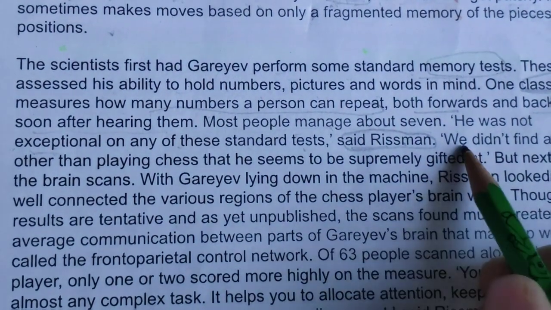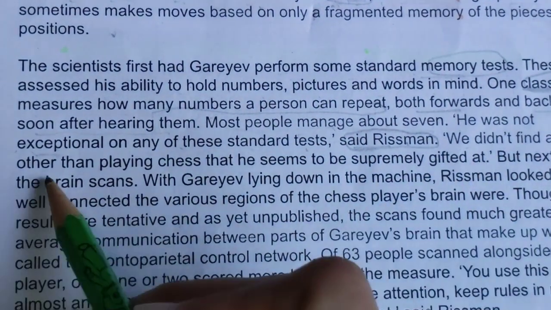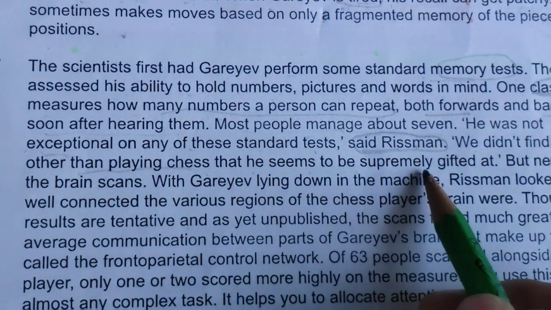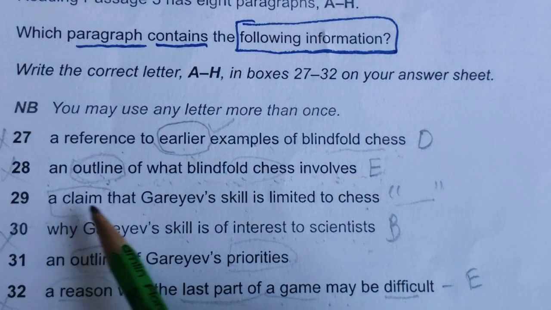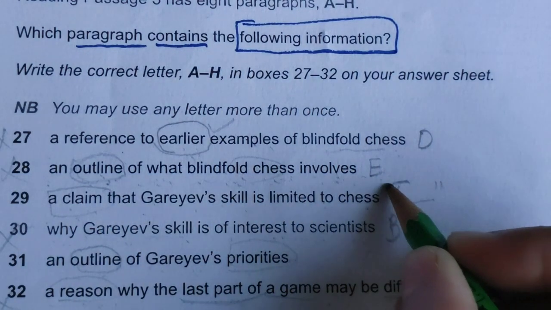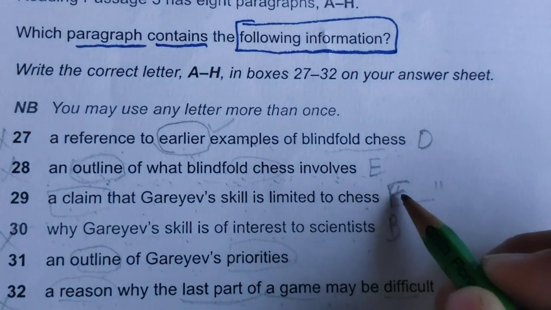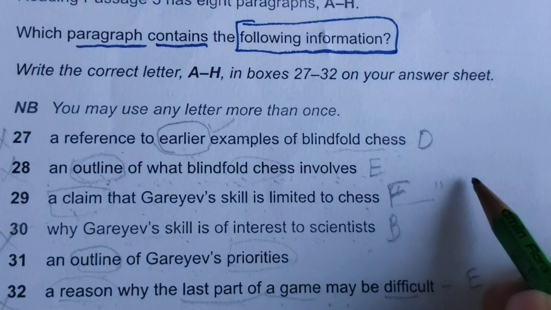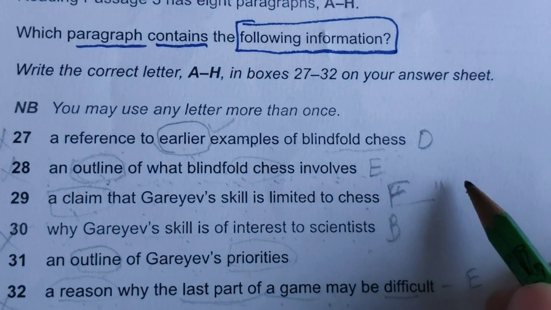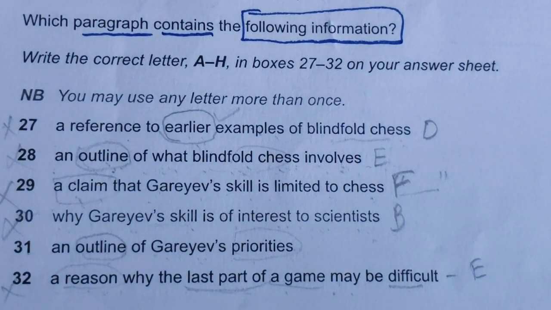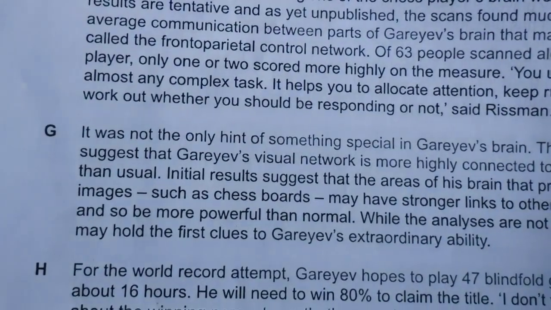And again one more inverted comma: we did not find anything other than playing chess that he seems to be supremely gifted at. Yes, then 29th, he is saying a claim that Gray's skill is limited to chess. Of course this F will come. As I told you, where the word claim is there, it means you have to read the inverted commas in that paragraph given by some person. Now we have left only this 31 number, and the paragraphs are 2, G number.